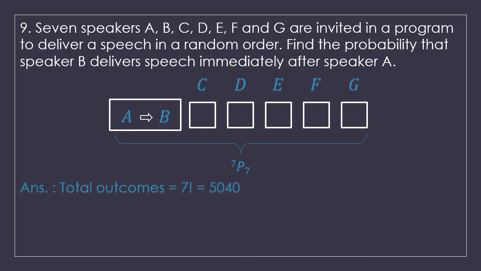sit afterwards. But in this situation, the clear-cut instruction is that B will speak after A. That means the only option here is A and B, but B and A is not possible, so they can't be interchanged. A cannot speak in the place of B and B cannot speak in the place of A.